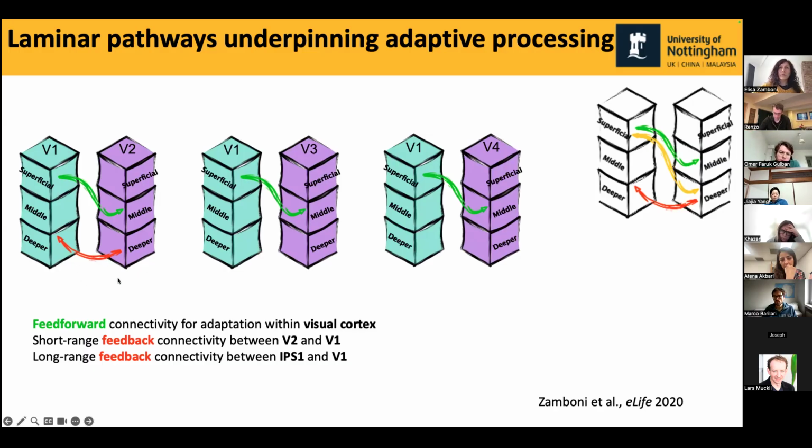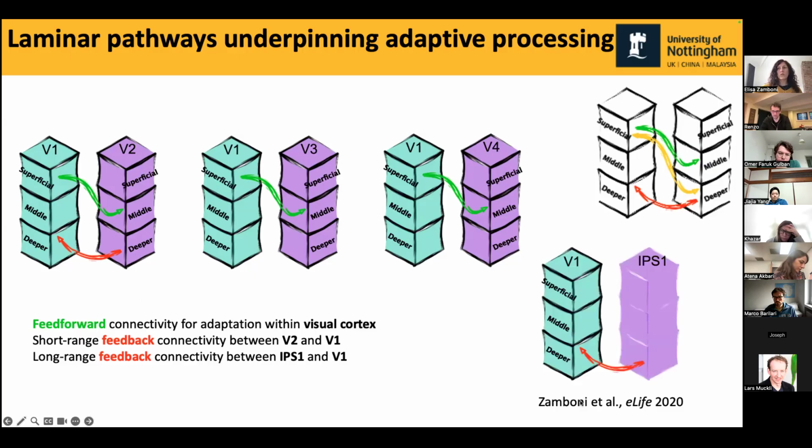As you remember, the second hypothesis we wanted to test was to look at the involvement of IPS. What we observed in this case was only feedback connectivity between IPS and the deeper layers of V1. This was really interesting because it suggested that adaptation can be thought of as a constant updating of sensory information, which is then broadcast along the visual pathway and the visual cortex in a feed-forward fashion.